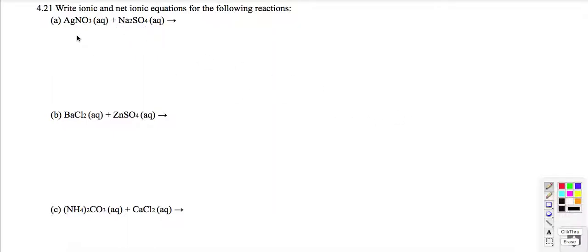We have a double replacement reaction here. We end up with silver sulfate and sodium nitrate. And so we can balance this guy. We have the silver, two silvers, nitrates. We're going to have to put 2 there. Should be good. Now we can go through and identify the precipitate.